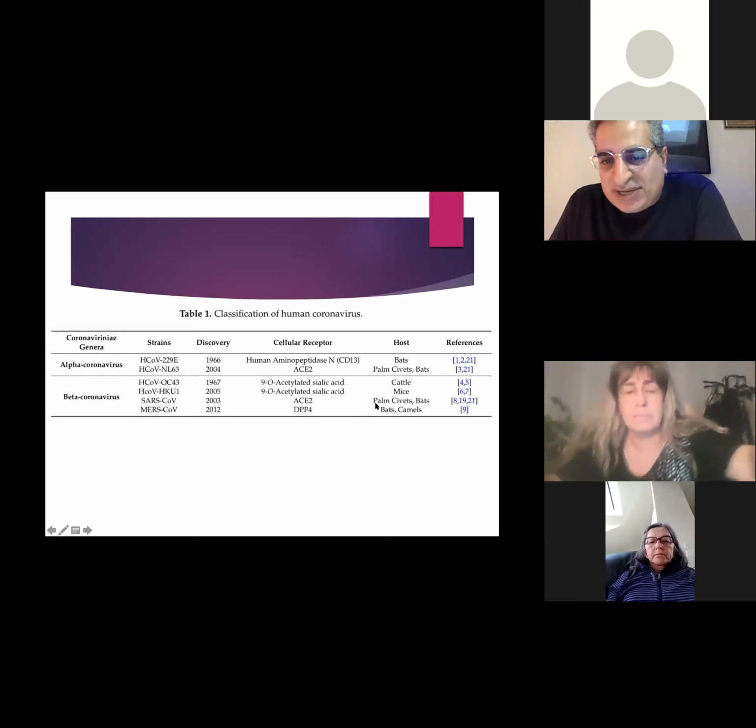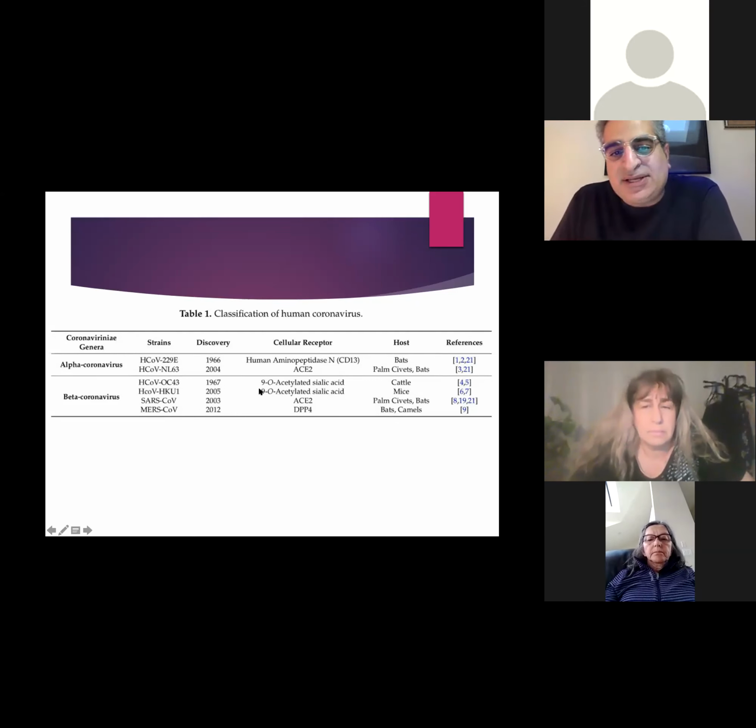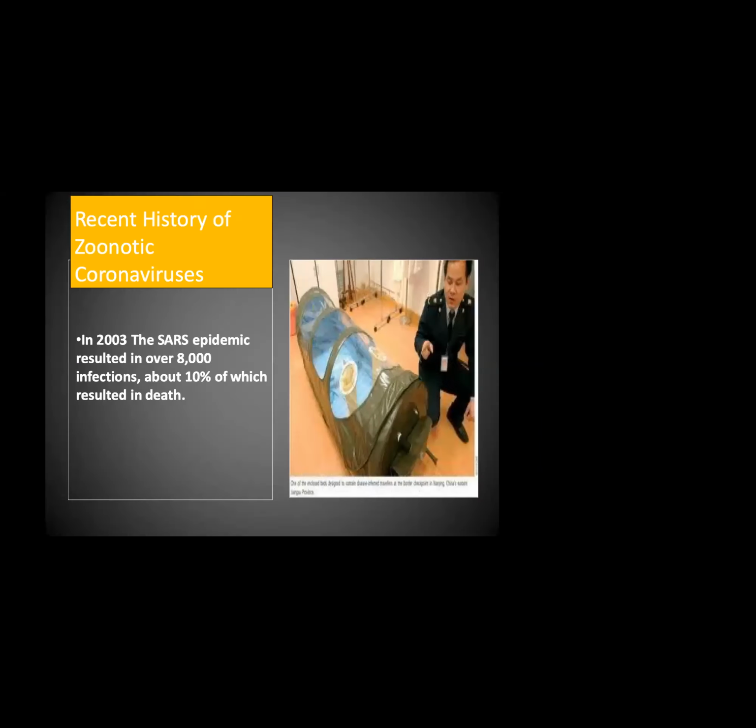The things I wanted to point out in this slide, which I'll come back to later, is where they attach. Remember, this is the ACE2 receptor for SARS and this benign Netherlands 63, which is the same receptor that this current virus attaches to. And I'll explain why that's important. The other thing is the host, this column over here where they come from: bats, the palm civet, which is this mammal, cattle, mice, camels for the MERS, the Middle Eastern respiratory virus. So you can see this as kind of the background.